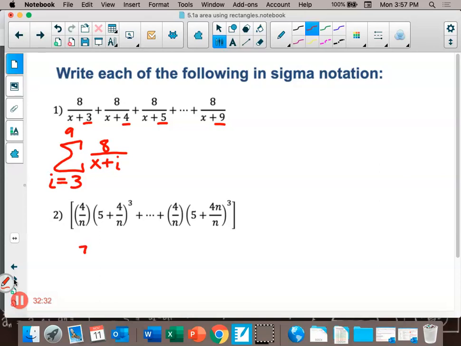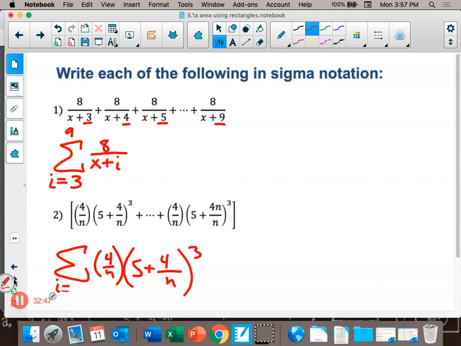So for this one, it looks complicated. It's really not. 4 over n is the same in every single term. You have a 5 plus 4 over n cubed in every single term. The only thing that's changing is we went from nothing to n. Technically, it's not nothing, it's a 1, because it's 4 times 1, and it switches to 4 times n. So that's where our i goes. The first i is 1, the last i is n.